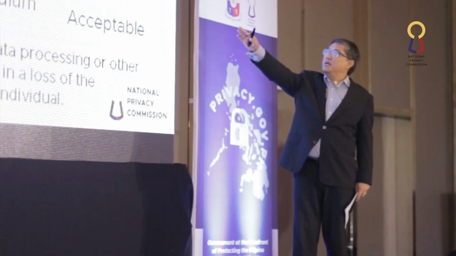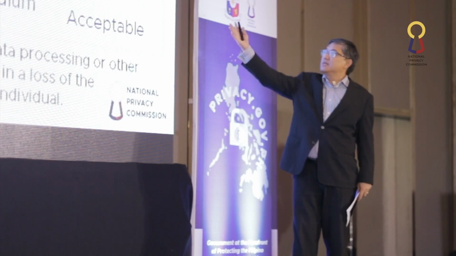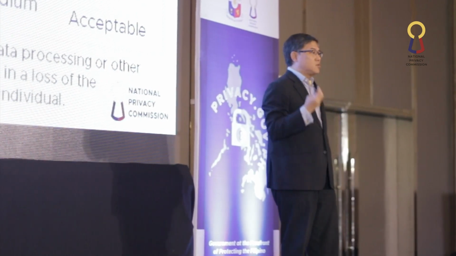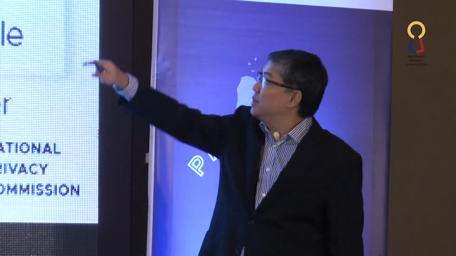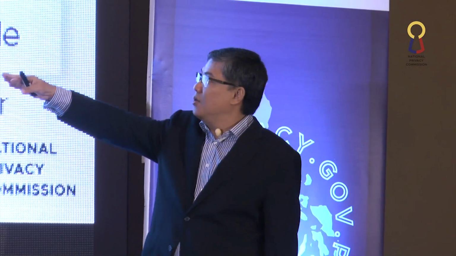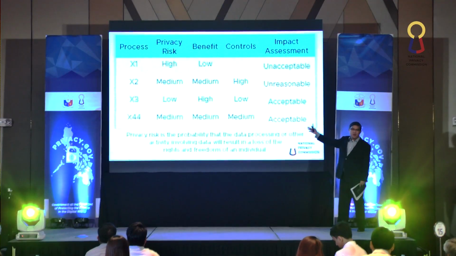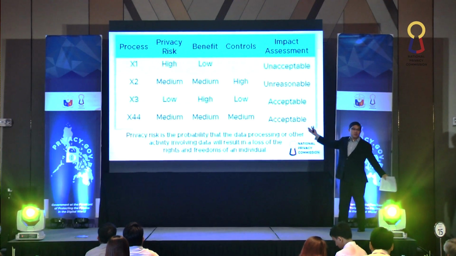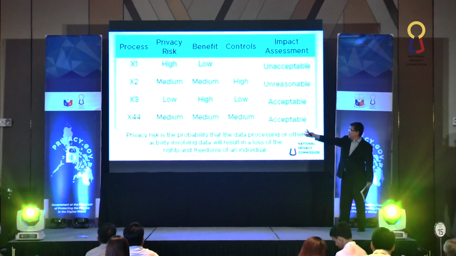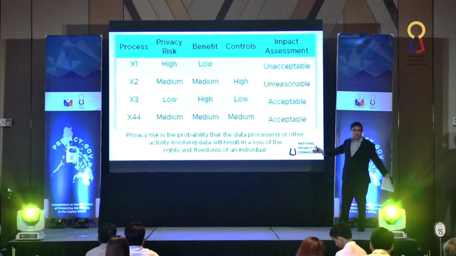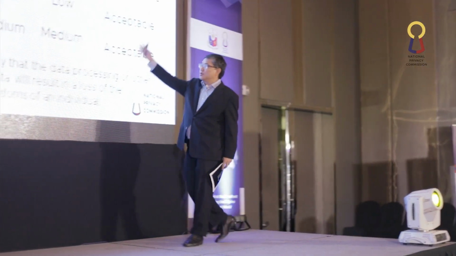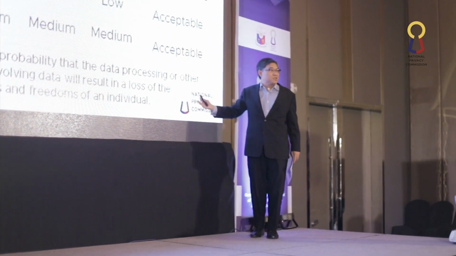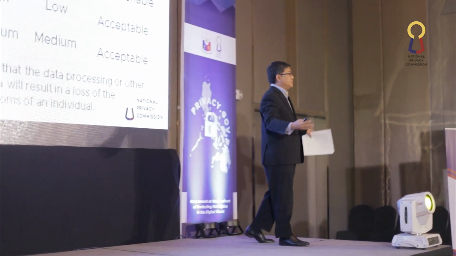Second process, medium risk, medium benefits, but the complexity and the cost of controlling that risk is quite high. And so the assessment is unreasonable. For process X3, low privacy risk, but high benefit and low complexity of controls, it's almost a no-brainer, right? That's acceptable. And X4, medium, medium, medium, acceptable. So what you do now with this assessment is that you then look at, these are the controls we need to implement, these are the types of projects, and therefore, what type of a DPO do I need?